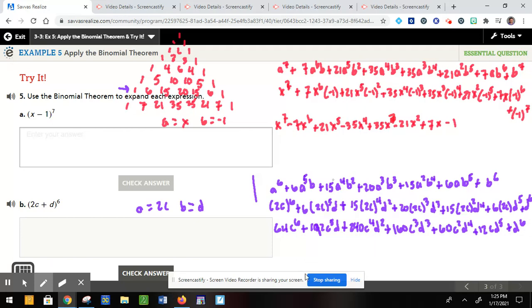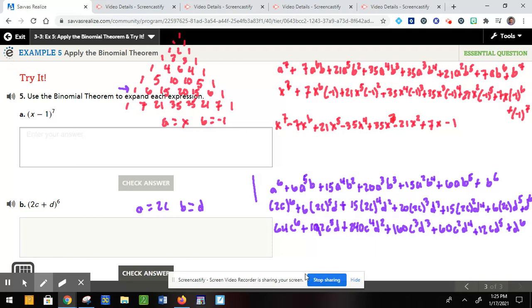All right, for part B, again, I'm using that 6th line. So I work it out with the A's and B's first with the coefficients. Then I substitute 2c in for A, d in for B. Then I apply the exponents to the 2c's. Make sure that you're applying the exponent to the 2 as well. So 2 to the 6th is 64, c to the 6th.